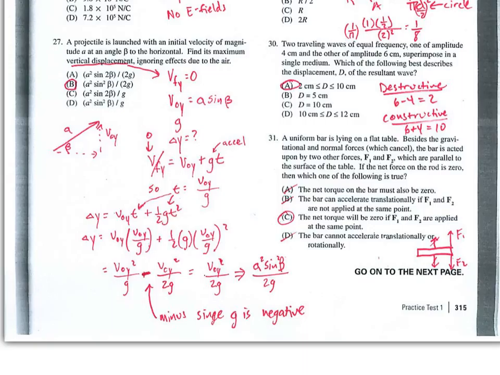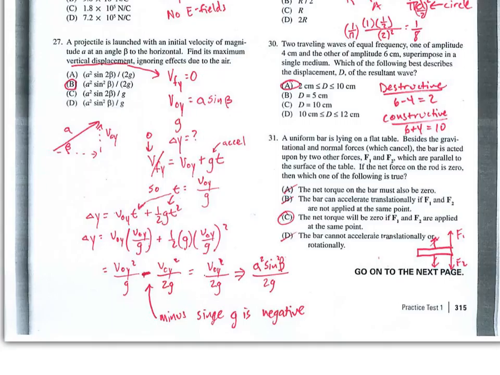Number 27 is a pretty complex algebraic manipulation problem. Anytime we launch something at an angle, we know this is a kinematics problem, a projectile motion problem. First of all, since we're looking for maximum vertical displacement, we know that the final velocity in the vertical direction at the top of its motion is always 0. It's got to stop at the top in order to come back down. The initial velocity in the y direction is a sine beta, if we look at our little vector diagram on the left side there.